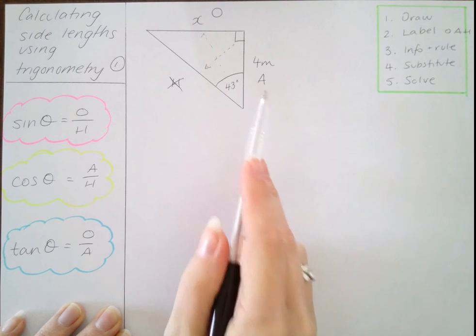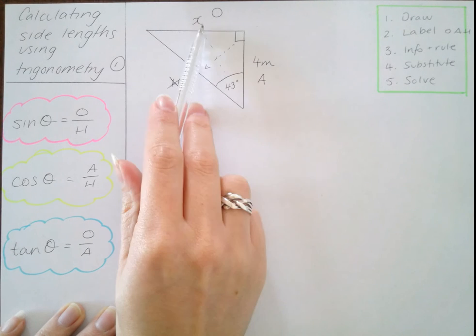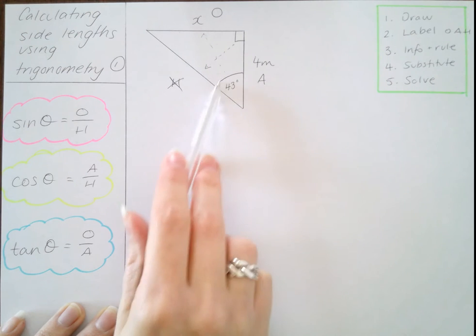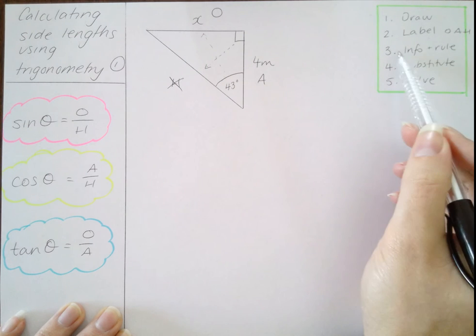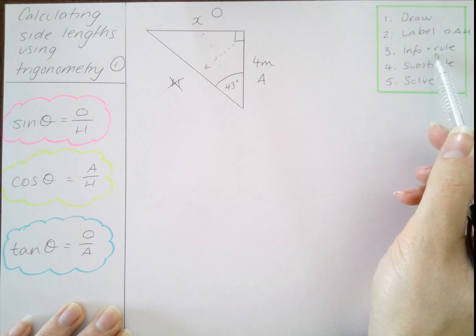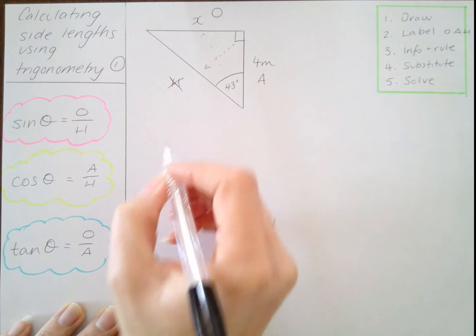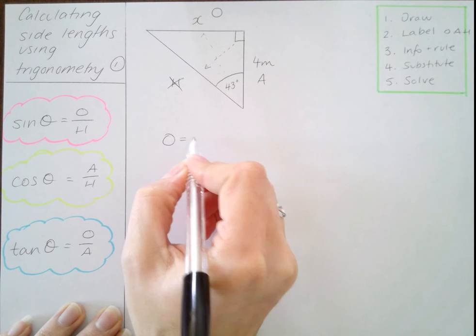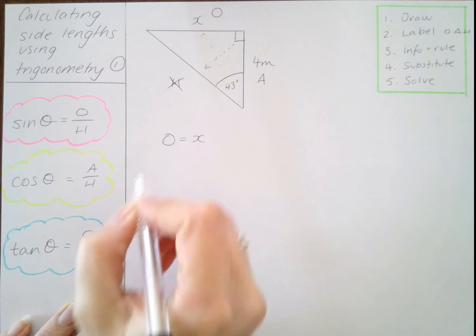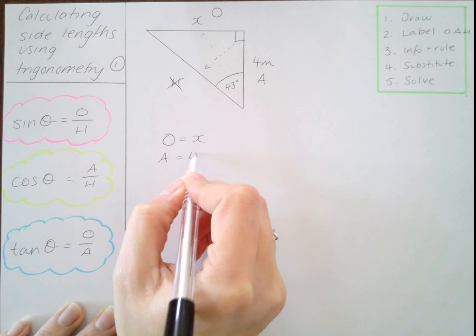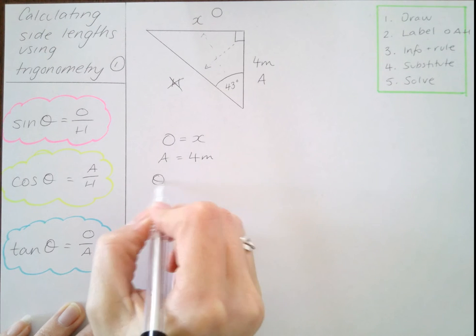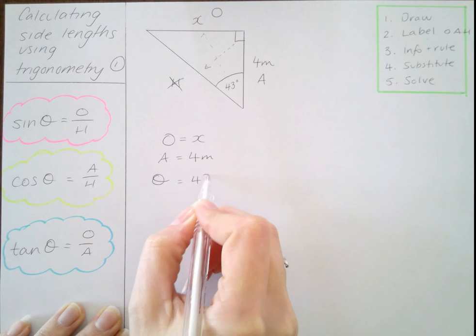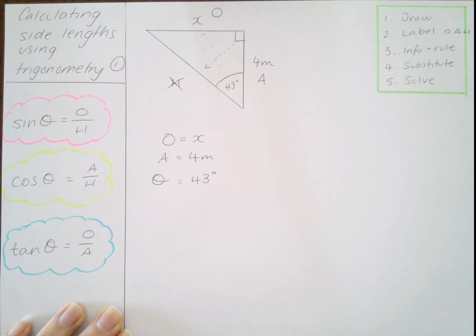What we do need to worry about is our A, or our adjacent side, and our O, and our reference angle here is theta. So we're going to now write down our information and pick the rule that we are going to use. So the information that I have, the opposite side is our unknown x. Our adjacent side is 4 meters. And our theta, or our angle value, is 43 degrees. So there's the information that we have.